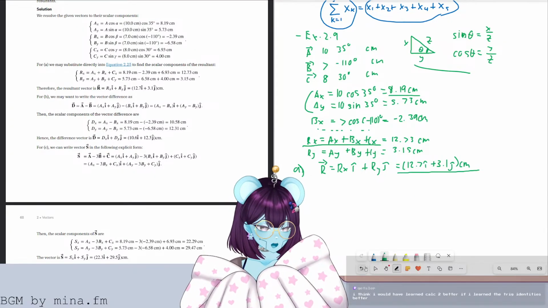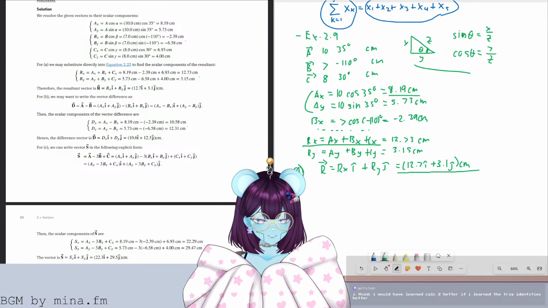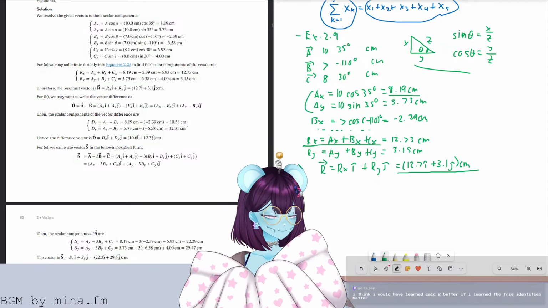And I don't know why my back button is not working. We'll just leave the underlines there. But yeah, so that's part A of this question.